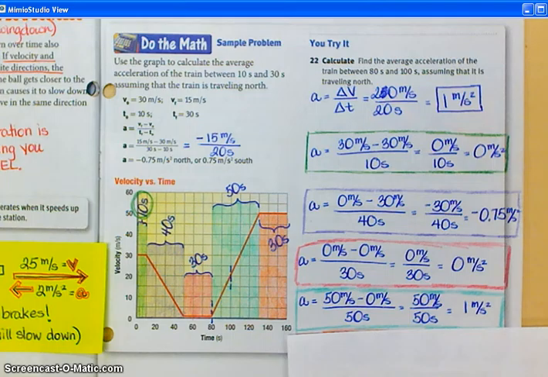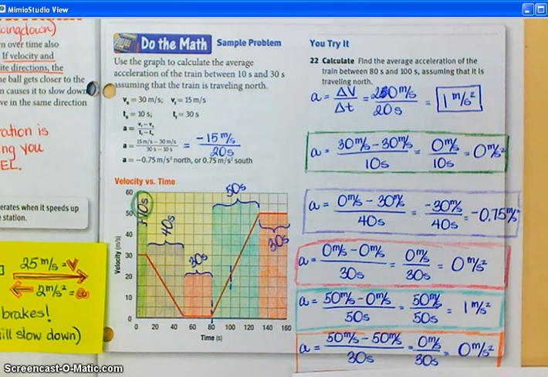And then last but not least, we have the last 30 seconds where it's a horizontal line again. Okay? So it's going 50 meters per second at the beginning of that time interval. It's going 50 meters per second at the end of that time interval, so the velocity didn't change. So its acceleration is 0 meters per second squared.